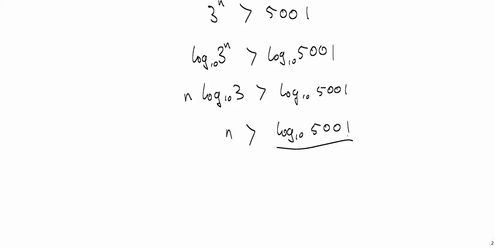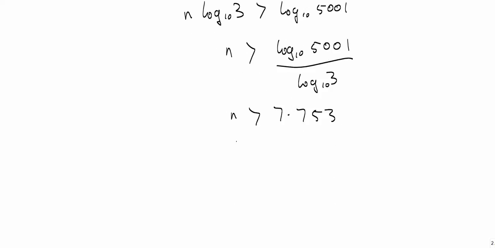So log 5001 over log 3. On the calculator, if we do that, we find n is greater than 7.753 to 3 decimal places. n is a whole number, so n equals 8. So 8 terms is the least number for which the sum is greater than 5,000.